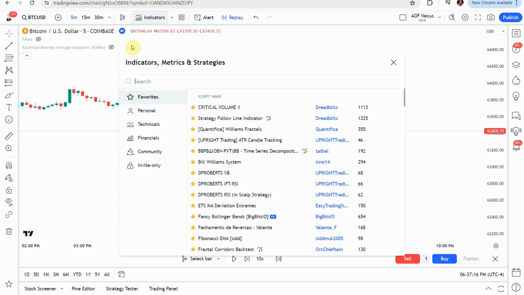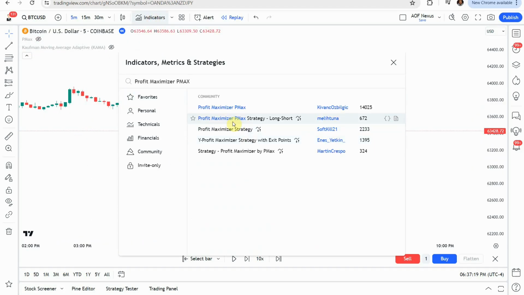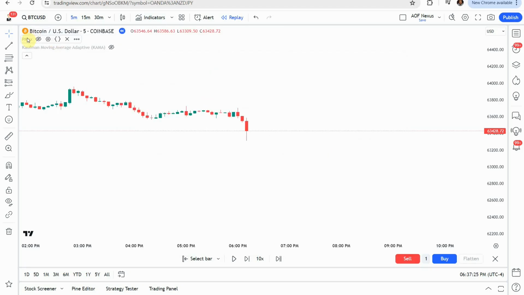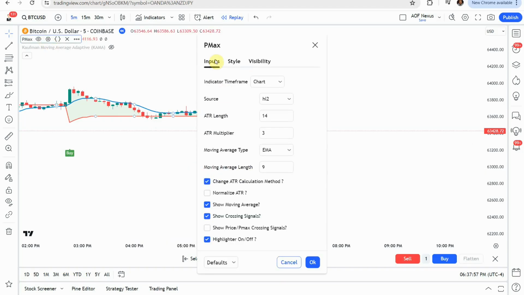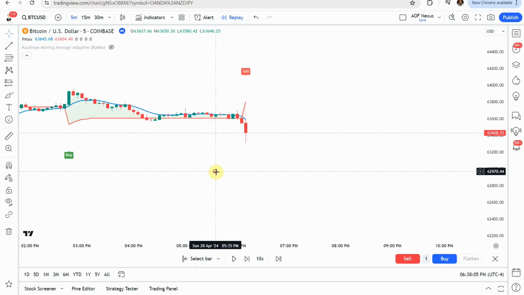The first indicator we will add to the screen is going to be the Profit Maximizer PMAX, and so it's going to be this one right here. Click that, add it to the screen, and it will look similar to this right here. Go ahead and jump into the settings, and under the inputs, the ATR length, you're going to change that to 14. Everything else stays on the default. Go ahead and click OK.